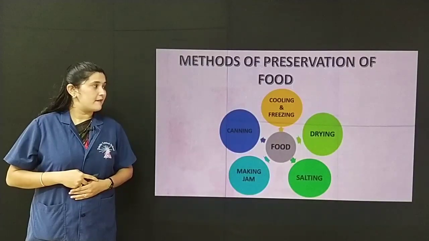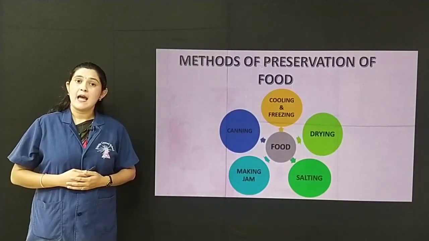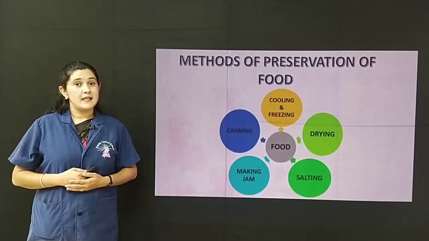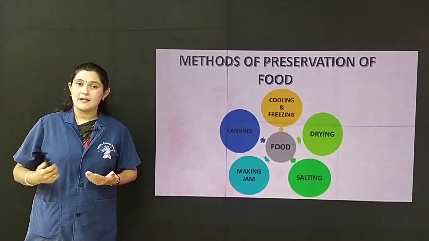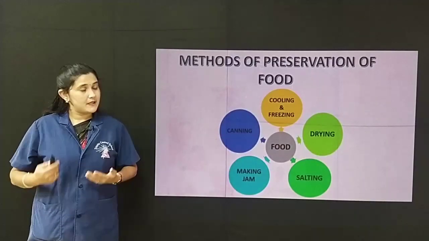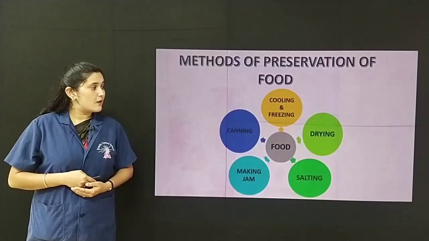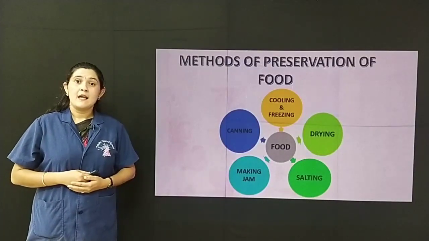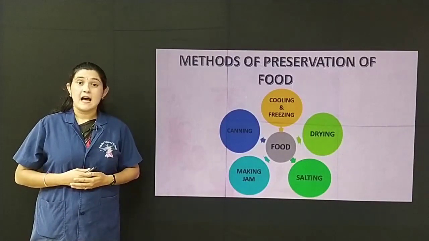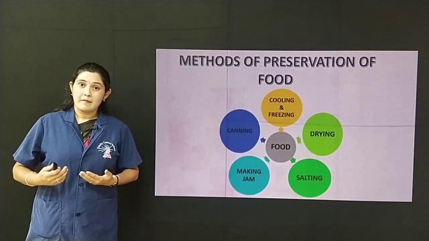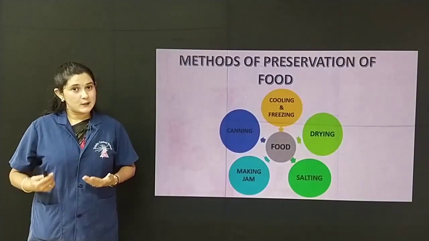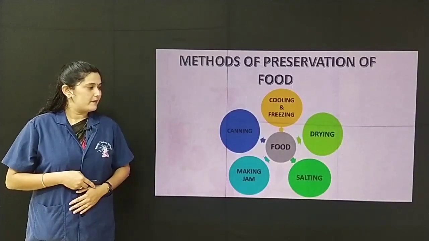So in the cooling and freezing, cold temperature helps to avoid the formation of microbes. So you can see the refrigerators, the food items kept in the refrigerators. Drying is a process where the cereals or the pulses are dried in the sunlight, where it kills the microbes and you can store it in your storeroom later.